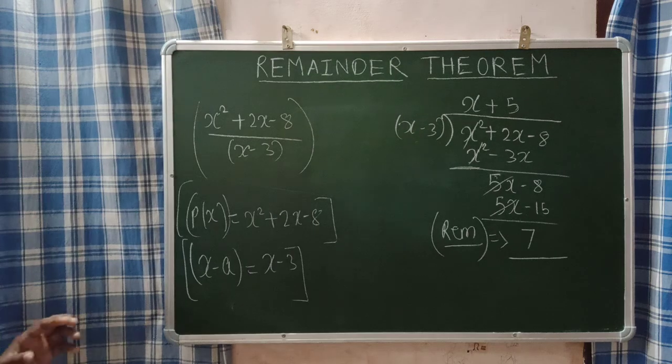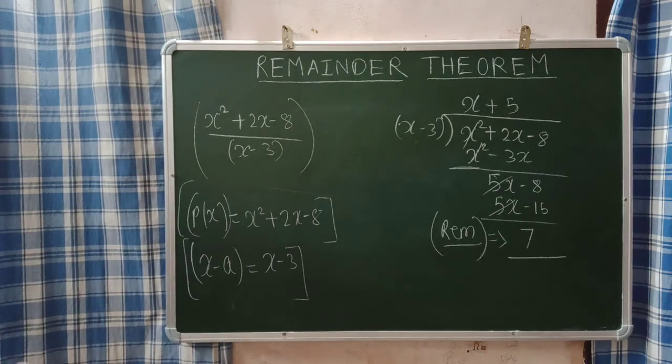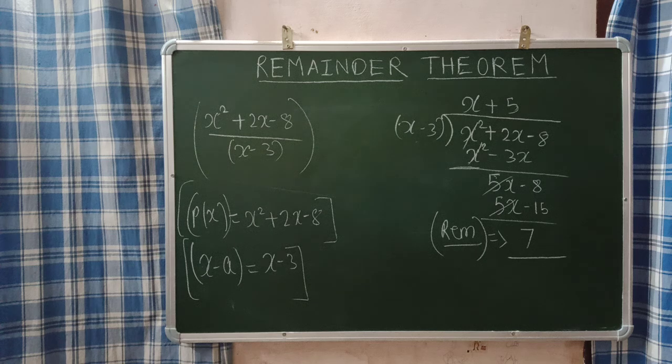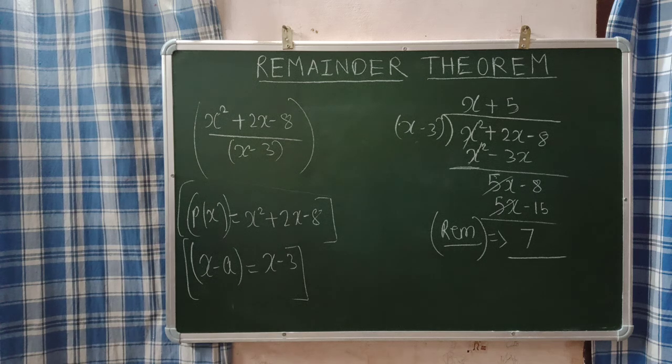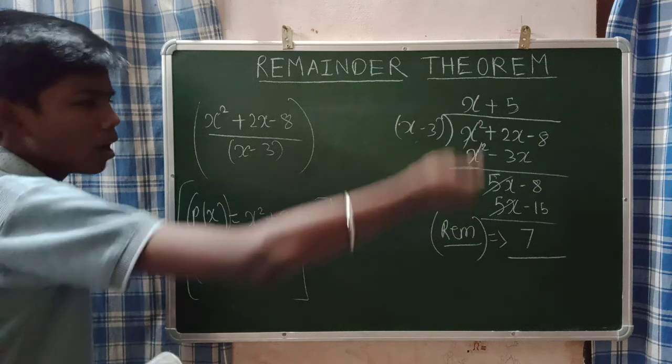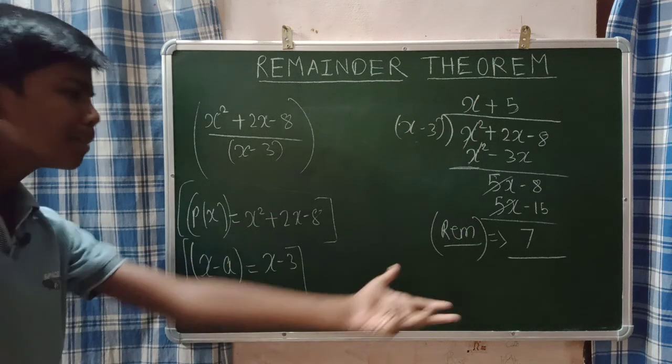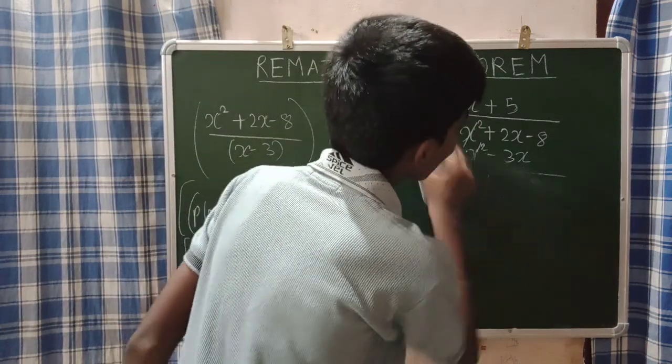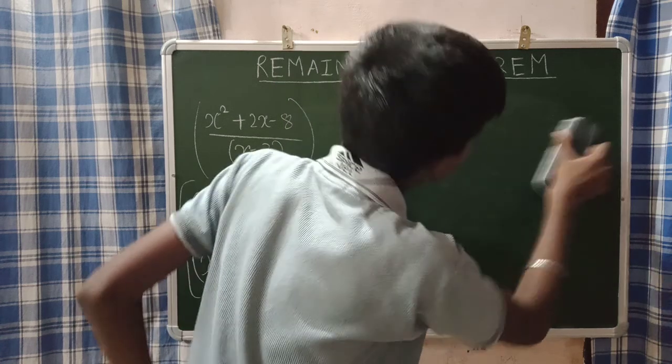But this is the method that people who don't know the remainder theorem use. Now we have learned the remainder theorem, so I can use its concept. This is a long method, so I don't need to use it. Anyway, the remainder is 7, so don't worry about the answer.